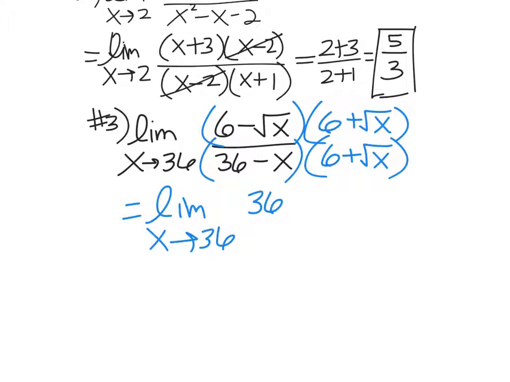Now these are conjugates. Remember what conjugates do? The outside and inside parts will cancel out. See, the outside gives me a positive 6 rad x. The inside gives me a negative 6 rad x. And then a negative rad x times a positive rad x is negative x.